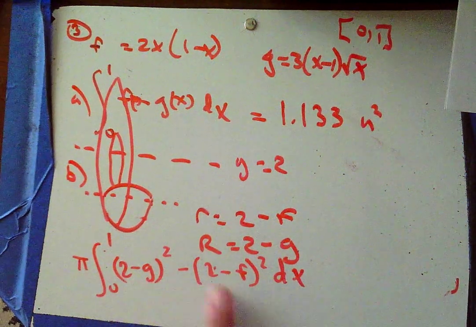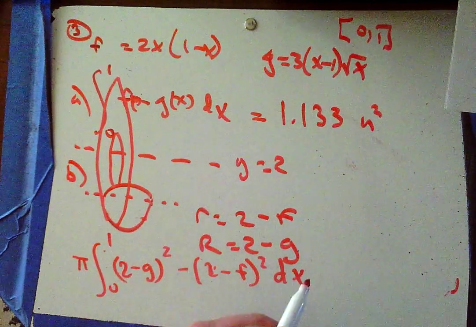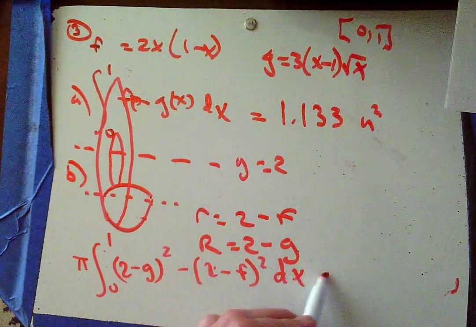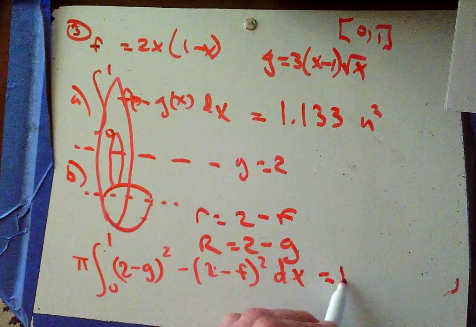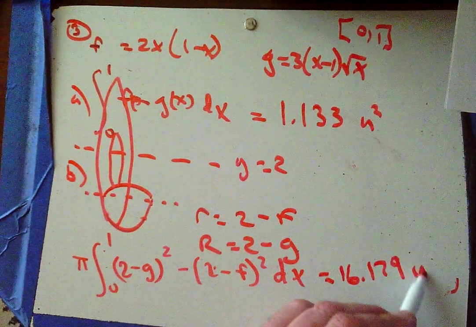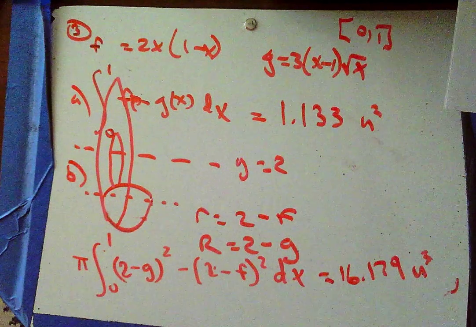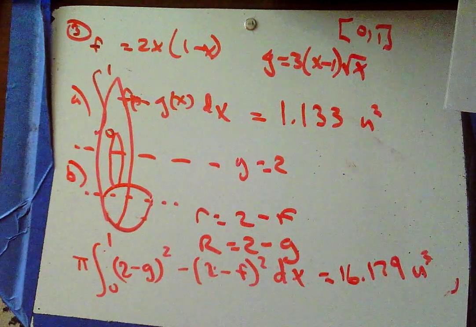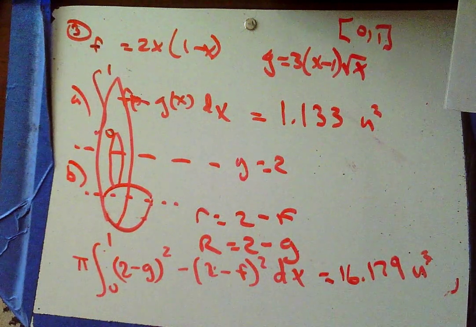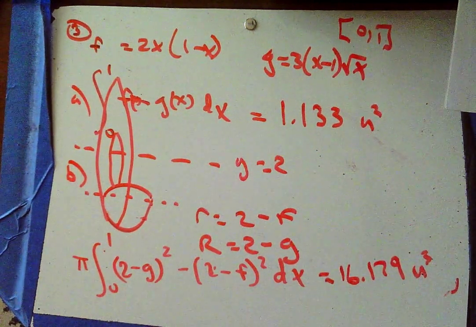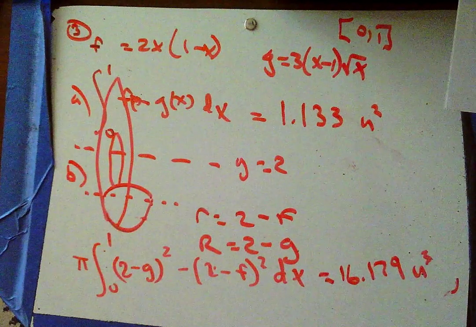I'm going to type these in to y1 and y2, but when I evaluate this with my calculator, I ended up with 16.179 units cubed. Okay, I don't think you need to see me type it into the calculator, so I'm just going to go with there's the setup, and you can type it into your calculator. Okay, part C, let h equal this other function.